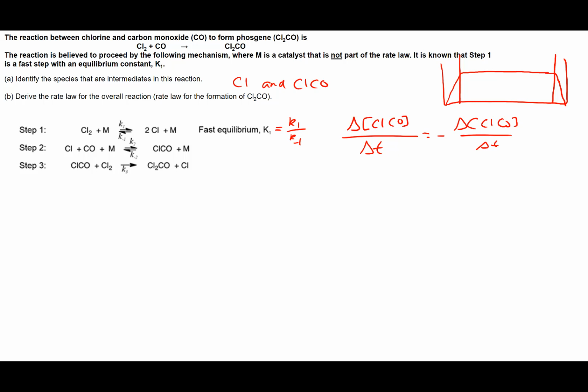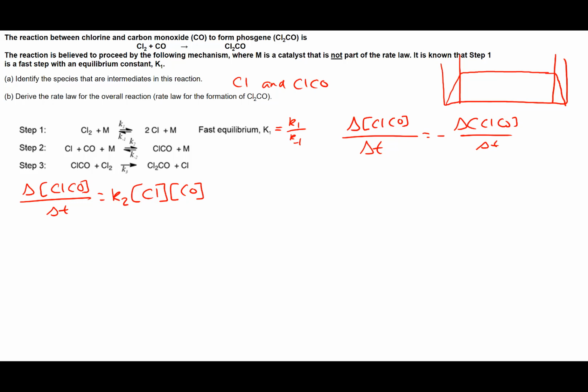So what we can do is write out all the reactions where we're forming ClCO. We can see in step 2, the forward reaction is going to form the ClCO. So the change in concentration of ClCO over time to form it is going to be equal to the rate constant k2 times the concentration of Cl times the concentration of CO. So that's that rate right there.